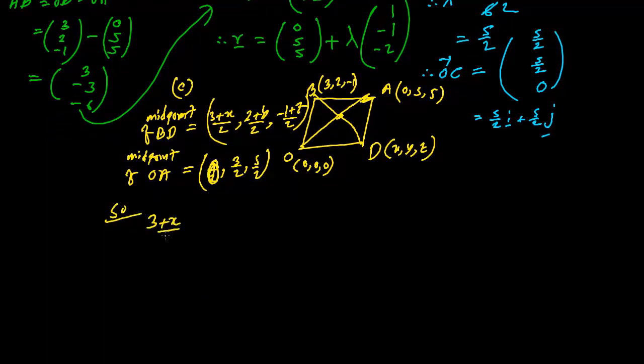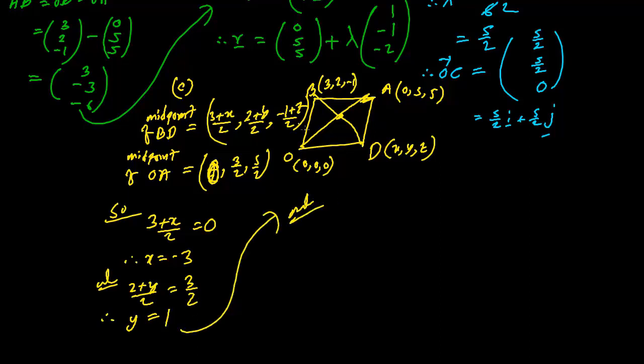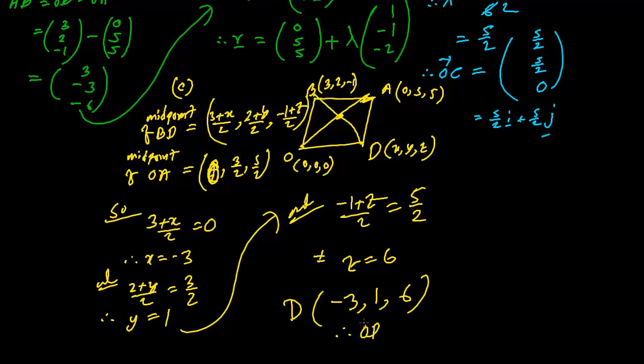So 3 plus x by 2 equals 0. Therefore x equals minus 3. And 2 plus y by 2 equals 3 by 2. Therefore 2 cancels. So y equals 3 minus 2, which is 1. And finally, minus 1 plus z by 2 equals 5 by 2. If you multiply by 2, 2 cancels. Z equals 6. So D is going to have the coordinates x is minus 3, y is 1, z is 6. And OD is going to have the position vector minus 3i plus j plus 6k.